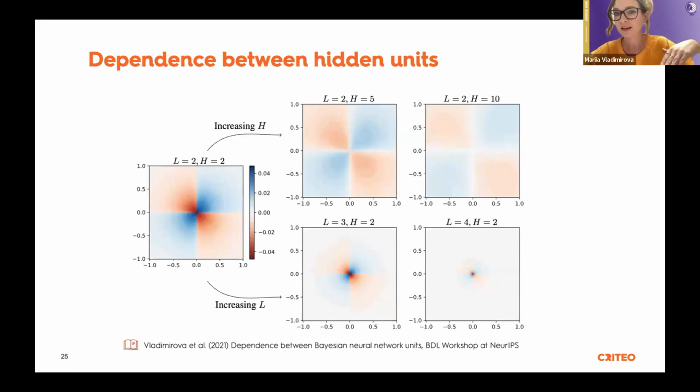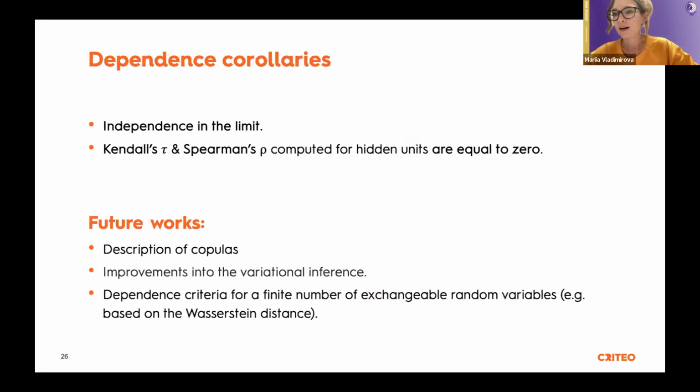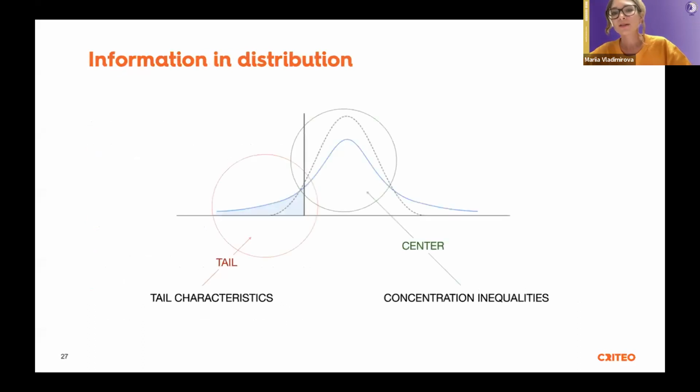We checked that in neural networks there are some interesting properties. If we go deeper, we have more dependence in some cases, and if we go wider, we have different dependence. It's possible to describe it, since we indeed have the dependence in the limit. There are ongoing works on how to describe it better, for example through copulas or through different criteria for exchangeable random variables. And we got some descriptions that can help us to get the tail characteristics.